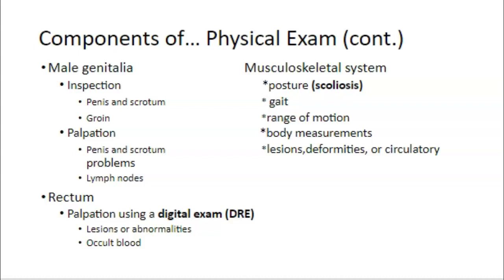And then you would also want to check for circulation in the distal extremities, so radial, ulnar pulse, capillary refill, as well as dorsalis pedis and posterior tibialis pulses to make sure you have good circulation in the lower extremities.